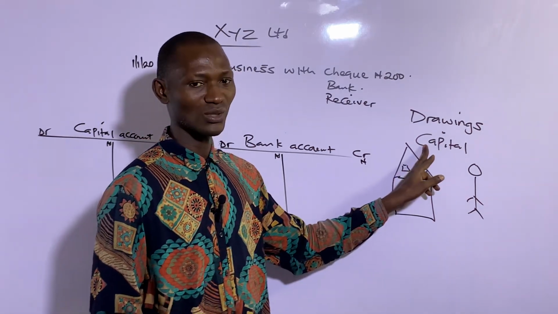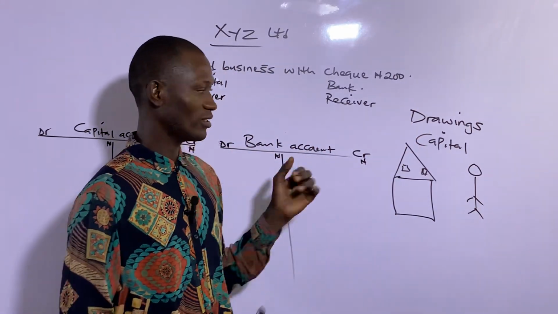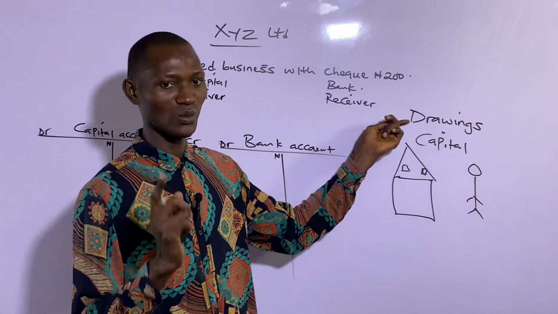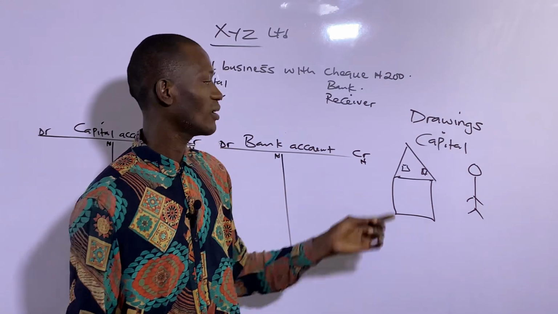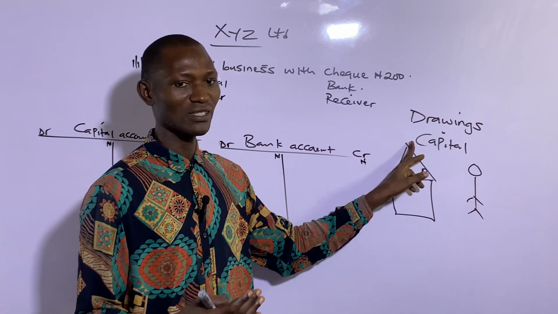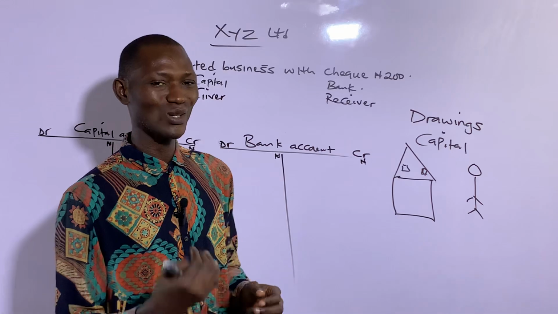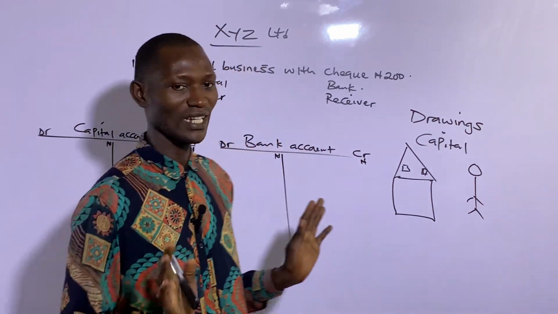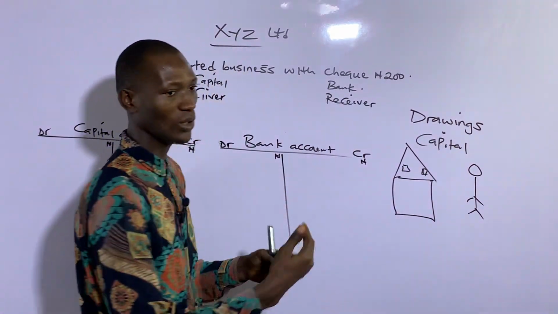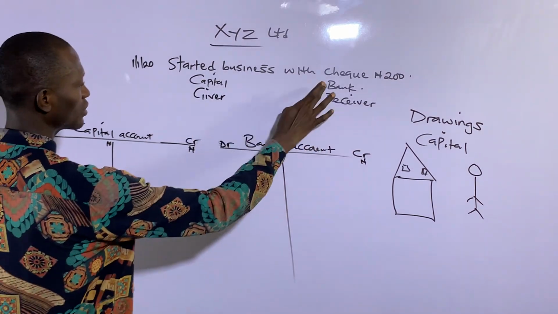So this capital account is always giving, while this drawings account is always receiving. And don't forget, they represent the owner of the business. When you hear capital account, think of the owner of the business giving. When you hear drawings account, think of the owner of the business receiving. So drawings account we always receive, capital account we always give. That's just it. So we have identified the two accounts, capital and bank.